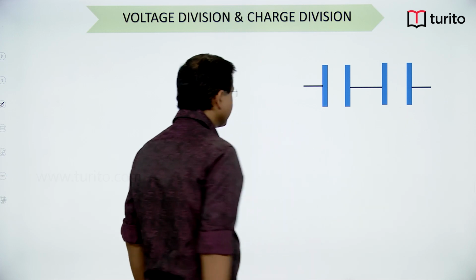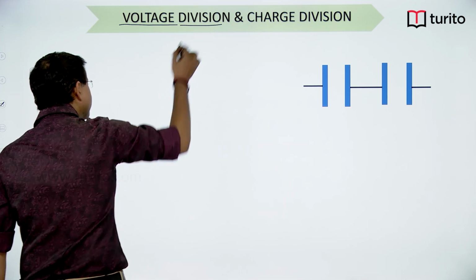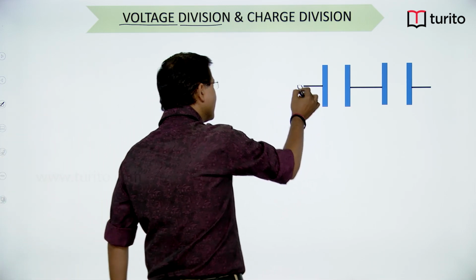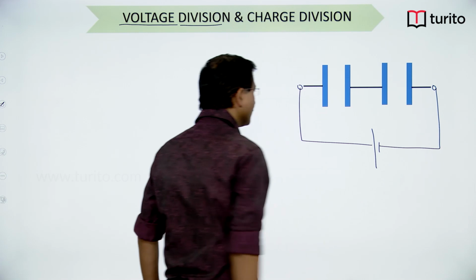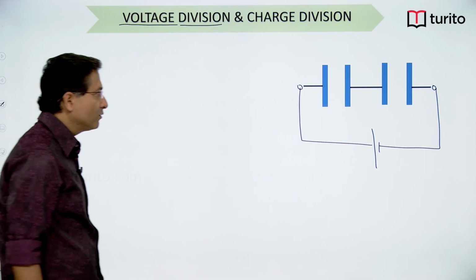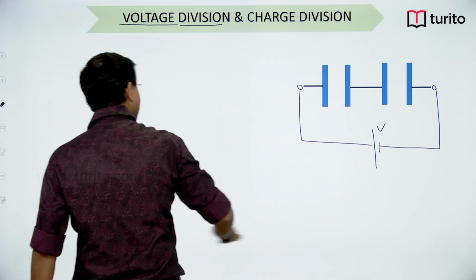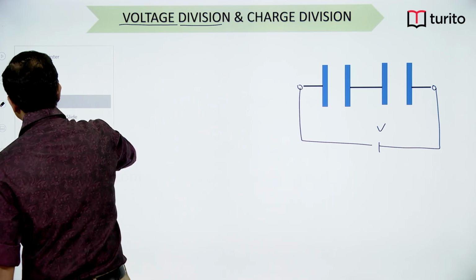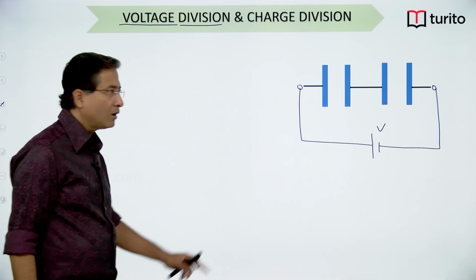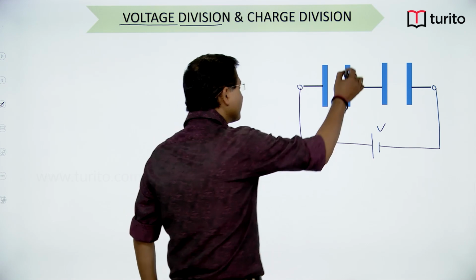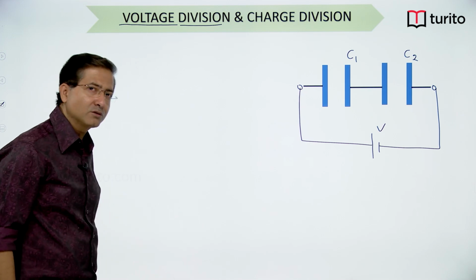So two capacitors are connected, and I want to know how the voltage is getting divided. So if I say the source of potential V is connected this way, how is the voltage going to get divided if this is having capacitance C1 and this one is having capacitance C2, okay, because this also we will be using in circuits.